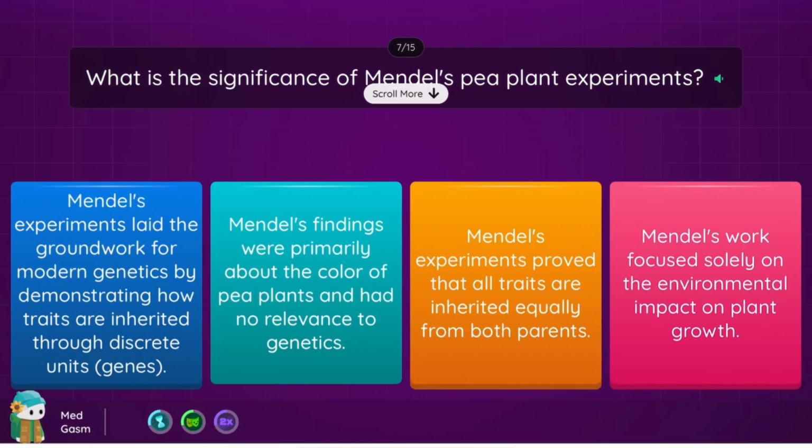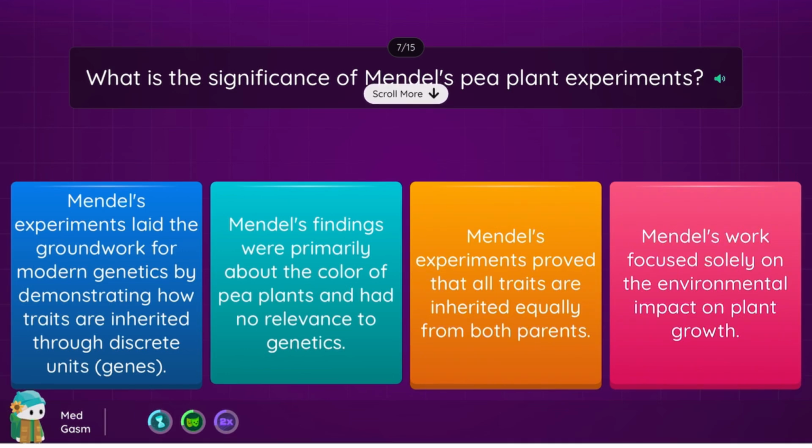Question. What is the significance of Mendel's pea plant experiments? Option 1. Mendel's experiments laid the groundwork for modern genetics by demonstrating how traits are inherited through discrete units, genes. Option 2. Mendel's findings were primarily about the color of pea plants and had no relevance to genetics.